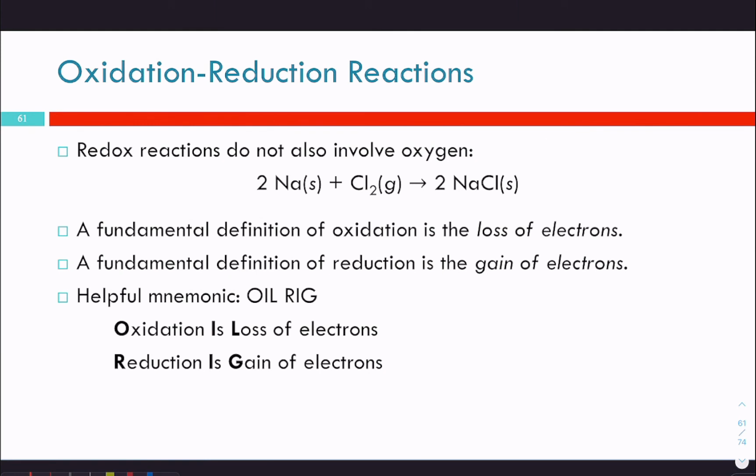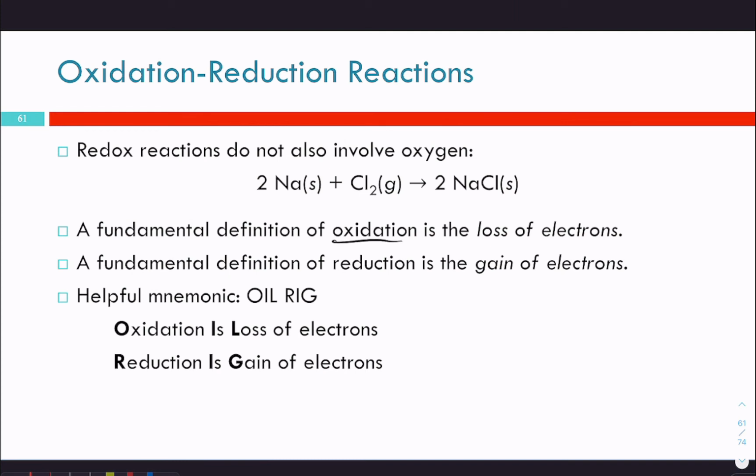A redox reaction that does not involve oxygen would be one like this. We have elemental sodium reacting with elemental chlorine to make sodium chloride. What's actually happening in this reaction is there's an exchange of electrons. Most of the reactions we've talked about so far involve ionic compounds, and we're just swapping the ions around. No exchange of electrons, just exchanging those atoms. Oxidation-reduction reactions are this exchange of electrons.